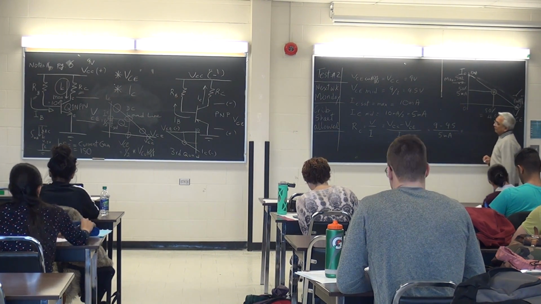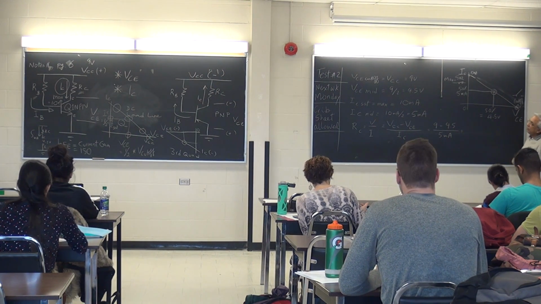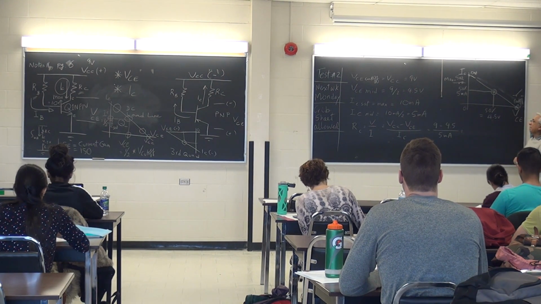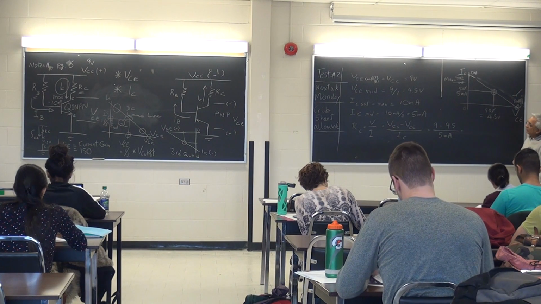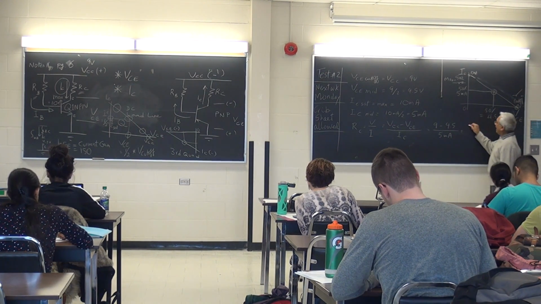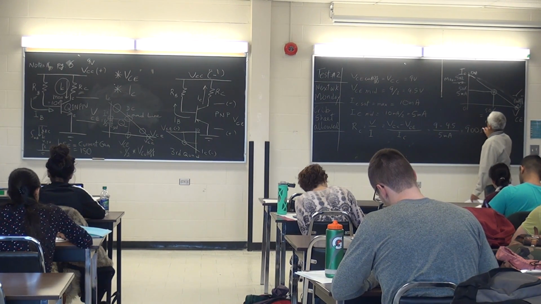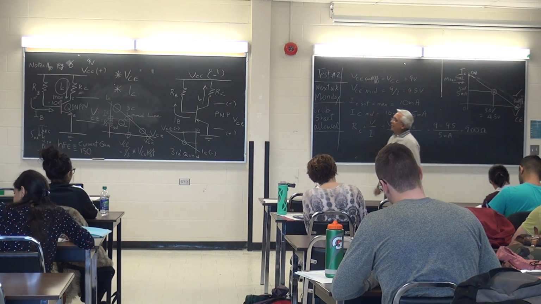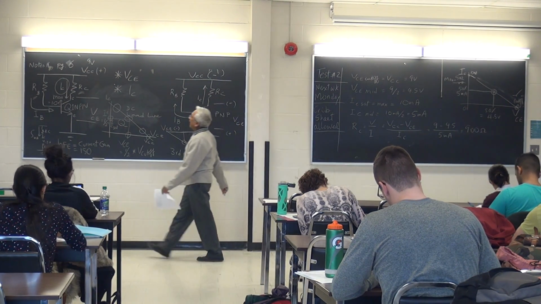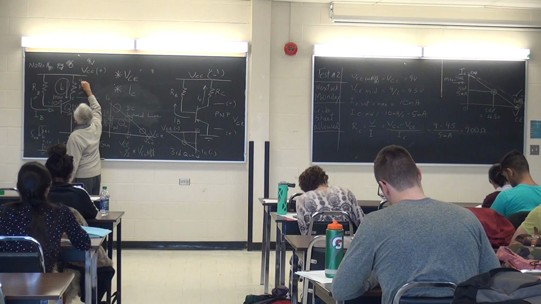which is how much? What do you get? 900 ohms? Okay, so that's one of the two resistor values that are unknown, 900 ohms.